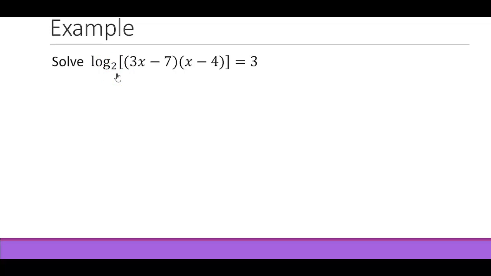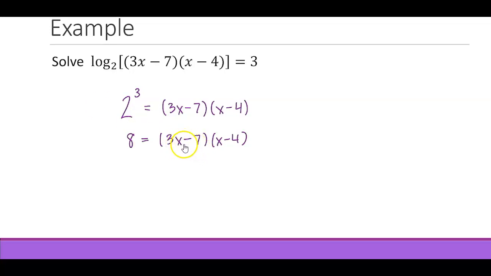So since on the last one we exponentiated both sides, here I'll think about it as rewriting it as an exponential. I'll take the 2, the base of the log, raise it to what the log equals, 2 to the third, equals the inside of the log, so that would be this whole product, quantity 3x minus 7 times the quantity x minus 4. Alright, so now it's a matter of solving this equation. So 2 to the third is 8. I have 8 equals the quantity 3x minus 7 times the quantity x minus 4.